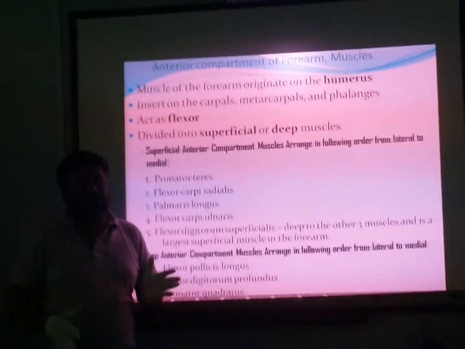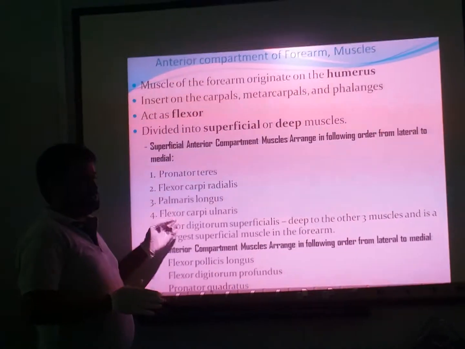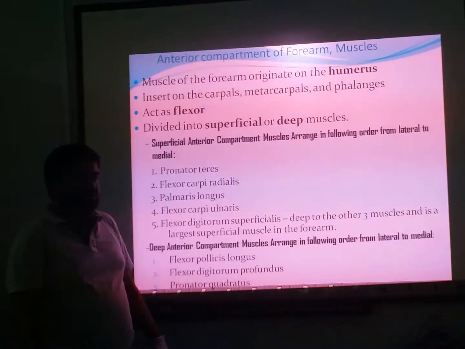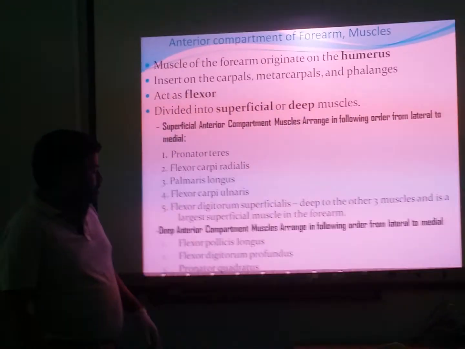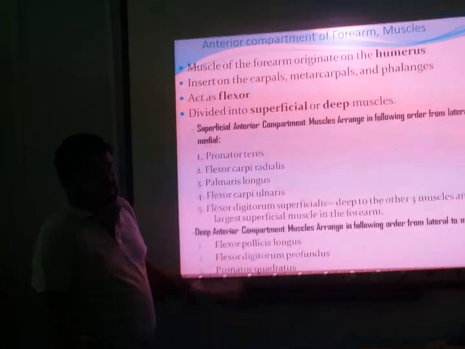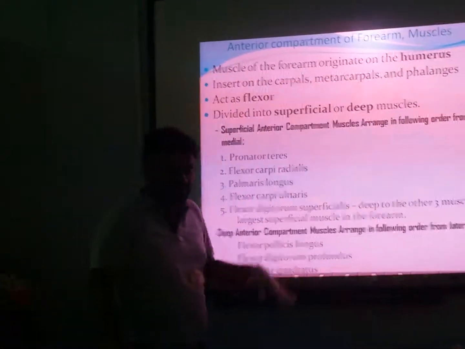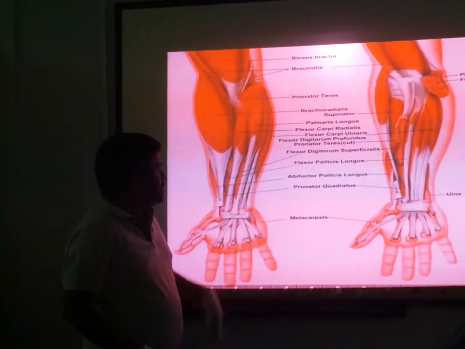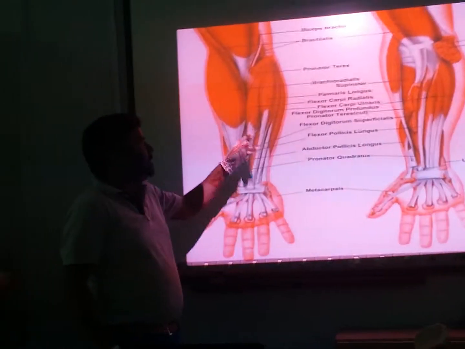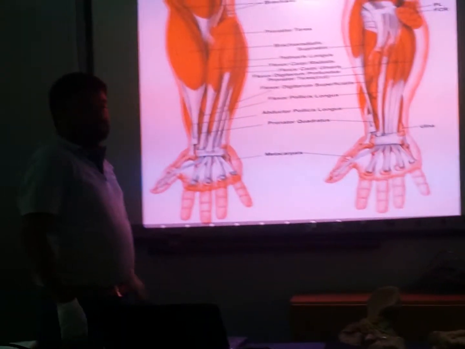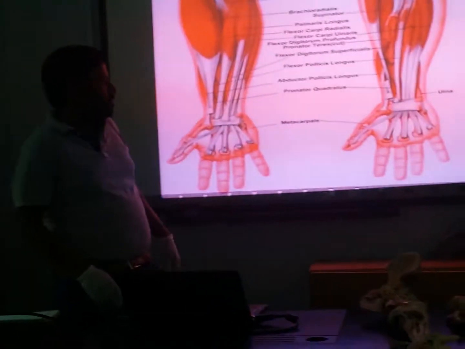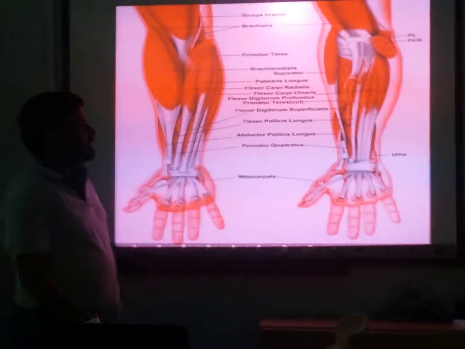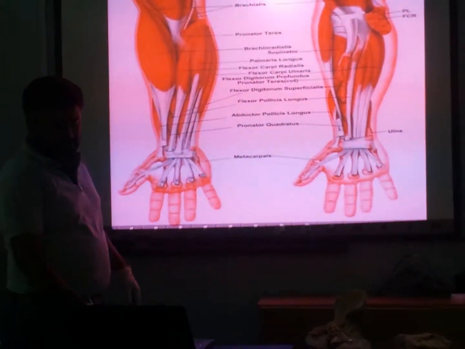The flexor digitorum superficialis is actually deep to these muscles, especially these above 3 muscles. And the deeper muscles are flexor pollicis longus, flexor digitorum profundus, and pronator quadratus. These are the muscles in the anterior compartment, arranged in 2 layers, superficial and deep. This is the picture showing the muscles: pronator teres, flexor carpi radialis, then palmaris longus, flexor digitorum superficialis, and here flexor carpi ulnaris and the deep muscles.